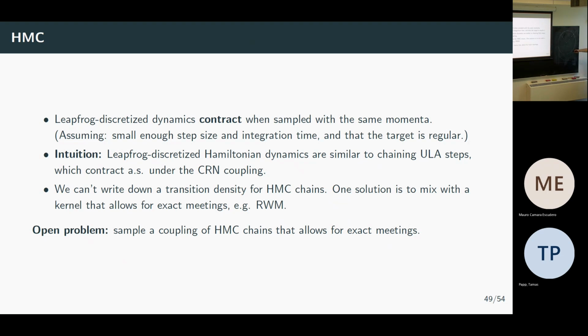I guess it's a bit unsatisfying, I would say. You can do a bit better. You can mix in a MALA, but it would be nice if you could just use HMC to allow for exact meetings. So that's an open problem. I've spoken to Pierre about this, and he's got some ideas, but it's still a computationally expensive solution. But technically, you can do this, at least theoretically.